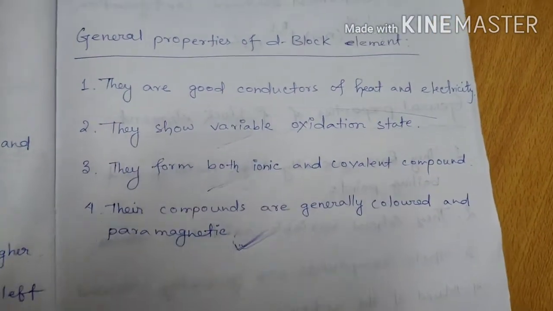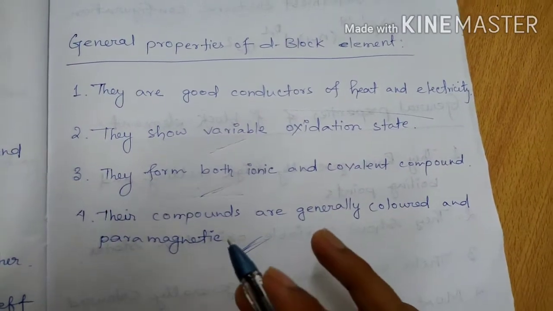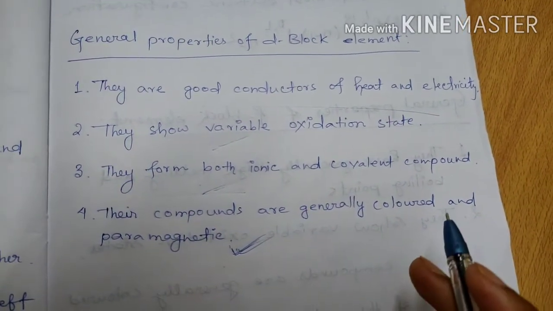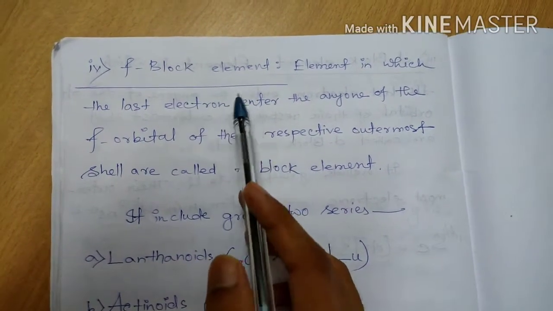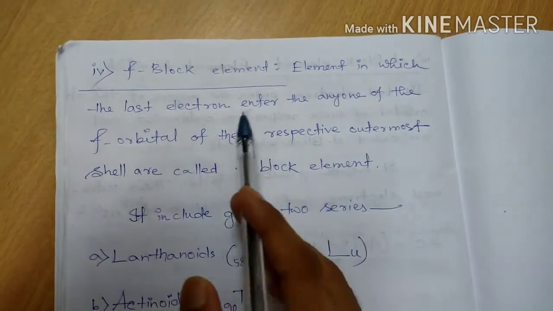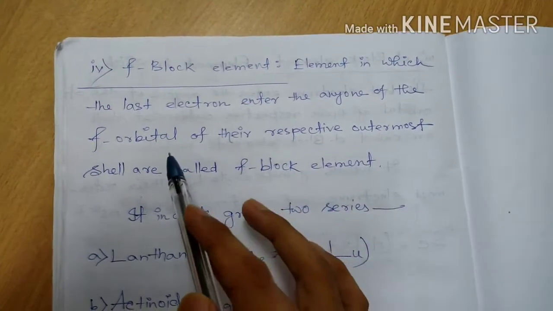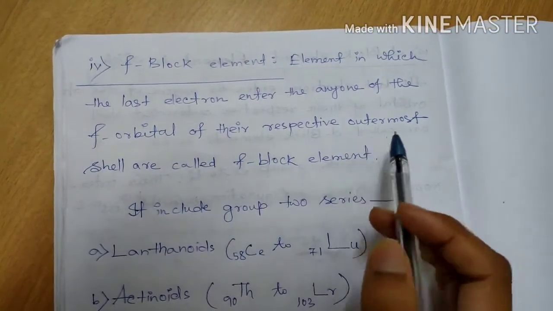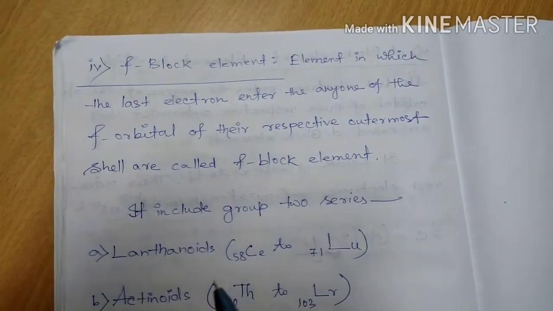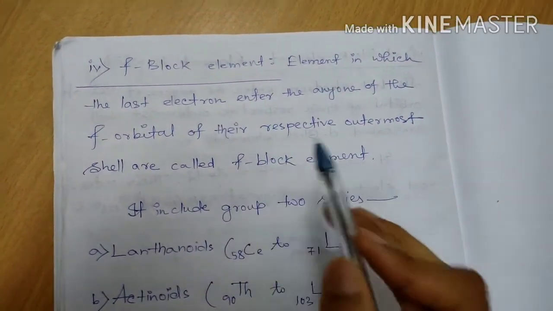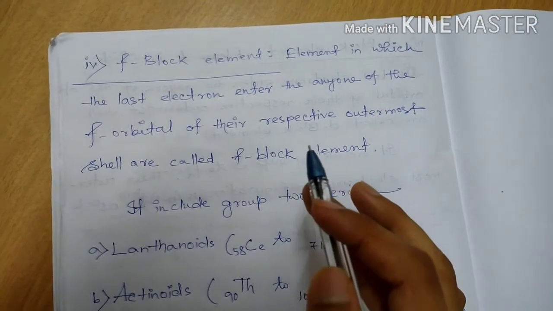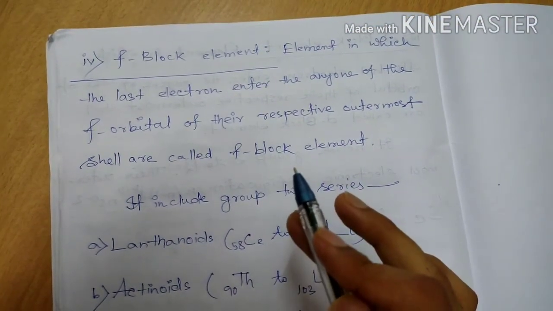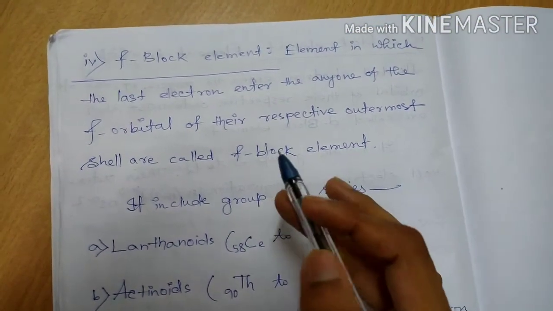Now come to the f block elements. What is an f block element? An f block element is one in which the last electron enters any one of the f orbitals of their respective outermost shell. That is, the element whose last electron, that is the valence electron, enters any one of the f orbitals, will be called an f block element.